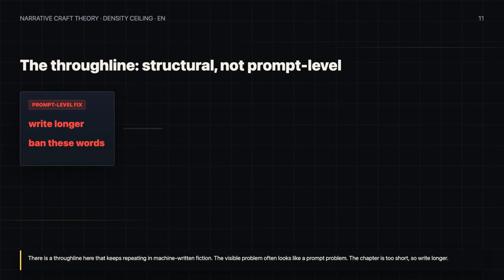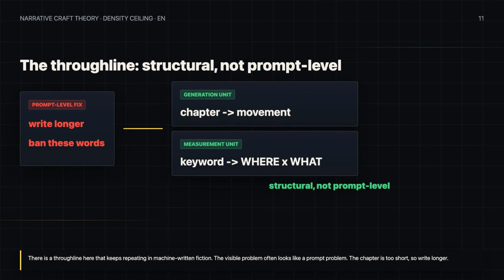There is a through line here that keeps repeating in machine-written fiction. The visible problem often looks like a prompt problem. The chapter is too short, so write longer. The tone is too literary, so ban a list of words. But the fix that actually held was structural. Density improved when the unit of generation changed. Tone measurement improved when the unit of judgment changed. Neither fix came from a magic sentence in a prompt.